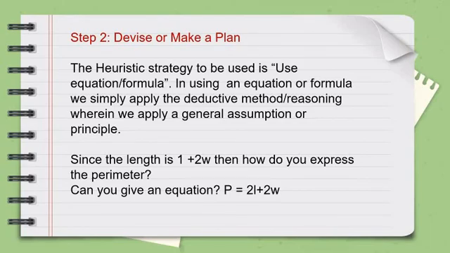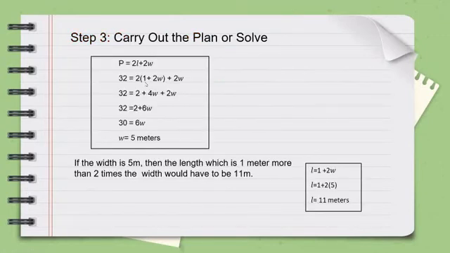Perimeter is equal to twice the length plus twice the width. Kaya lang, your length is equal to 1 plus 2W. So you substitute that in the formula. So 32 is given, 2 times. What is the expression for the length? 1 plus 2W. So algebraically, solve it.